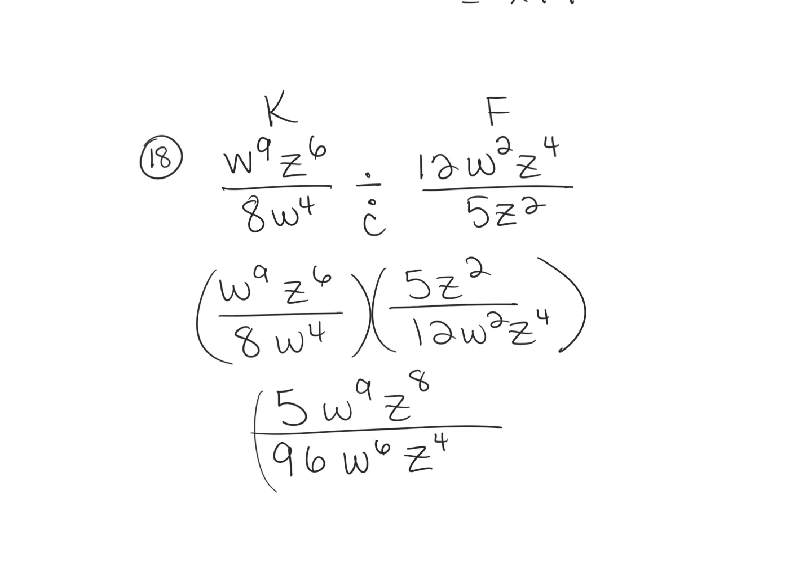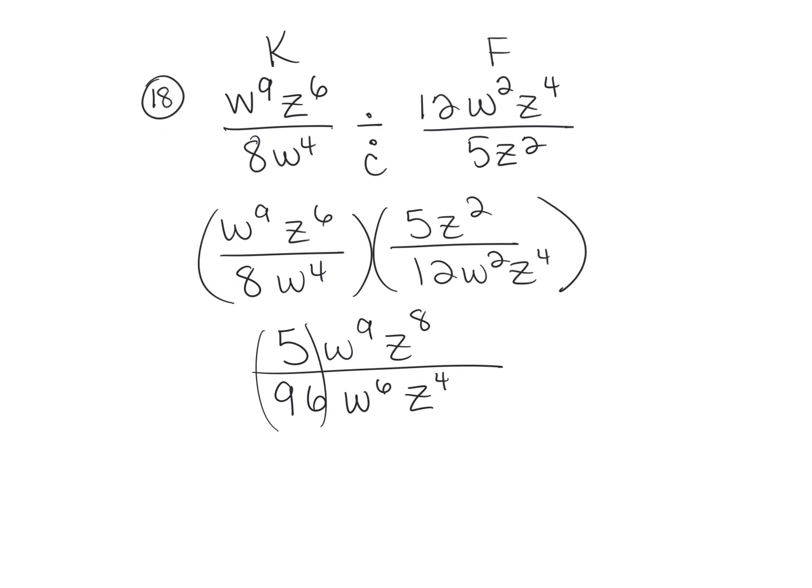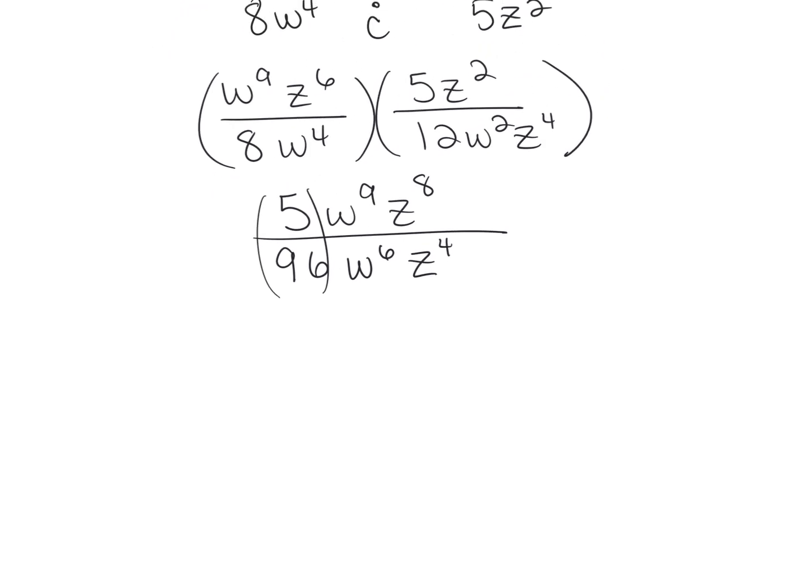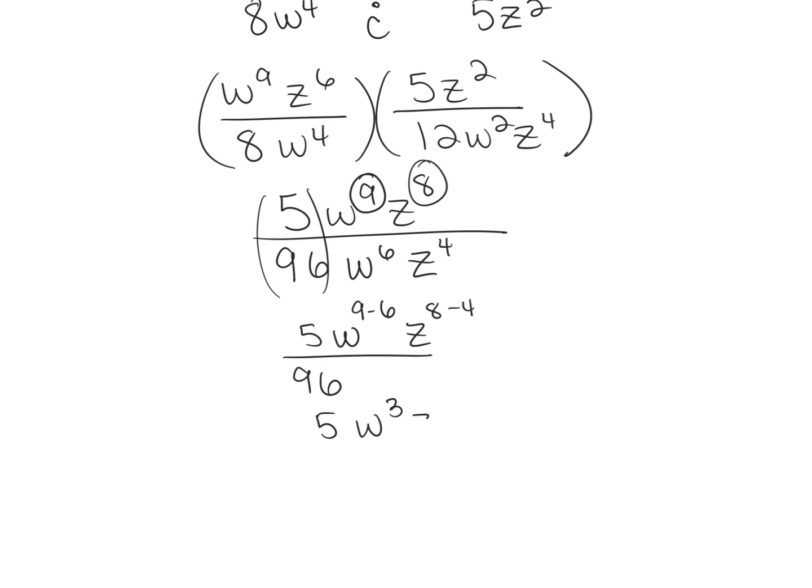So you're going to take the numeric part out front, your coefficient, and put it into Desmos to see if it'll reduce. This one will not. So then I'm looking at my variables, and I'm trying to figure out where do I have more. So there are more w's on top, so w will end there. I have 9 minus 6. And for my z's, again, I have 8 is more, and it's on the top, so I have 8 minus 4. So I have 5w to the 3rd, z to the 4th, and I'm dividing that by 96, and that would be my final answer.